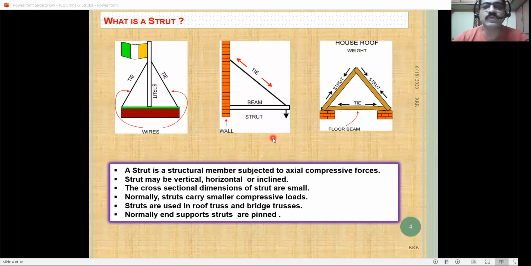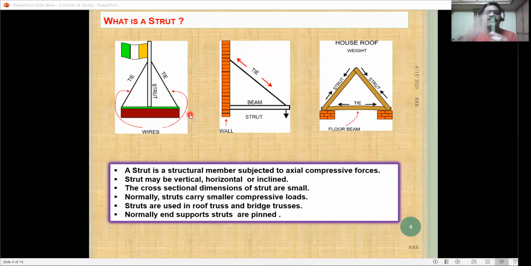But many of you students have a little confusion. A column is maybe only vertical, and a strut is not? No. Sometimes, based on the action of the member, we call it a strut for a horizontal member, or an inclined member also we can call a strut. I will tell you some more examples from here. You see here, there is a flag, the Indian flag or whatever country's flag. It is resting on one vertical member, and two members are supporting it as braces.